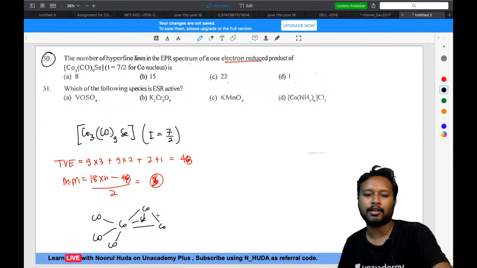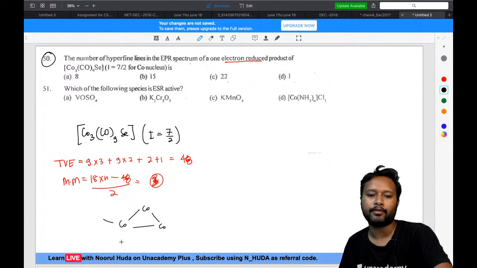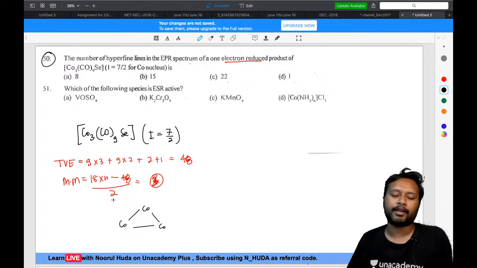Fine. So that's one of the other cases, but what you have to see is which is EPR active over here. So cobalt being EPR active, it will split each other like that. Let's try to do it. So the I value for cobalt is 7 by 2.